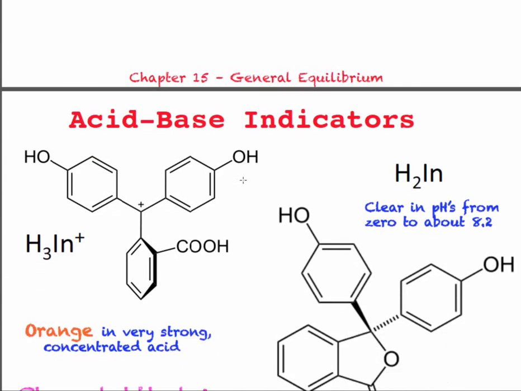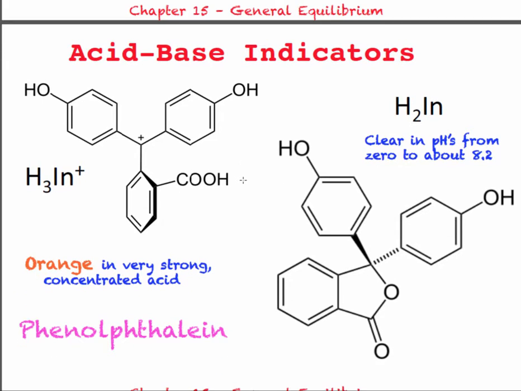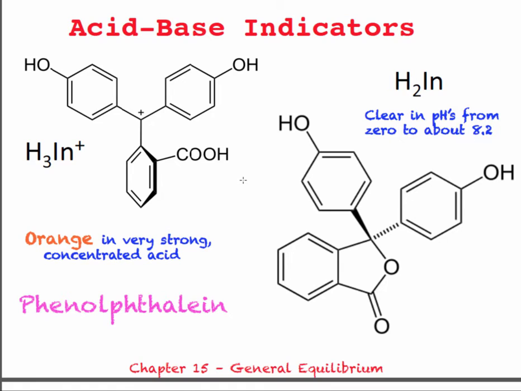So here's a weird example. Phenolphthalein is the most common indicator for many acid-base titrations. Usually phenolphthalein is in its colorless form. It's clear, colorless, and the molecule looks like this.